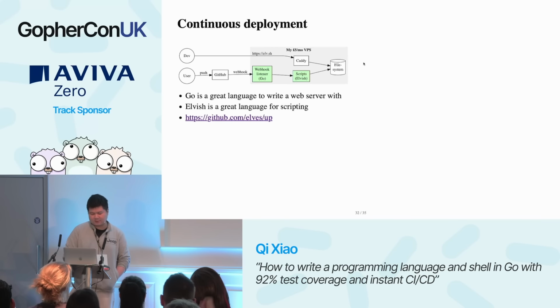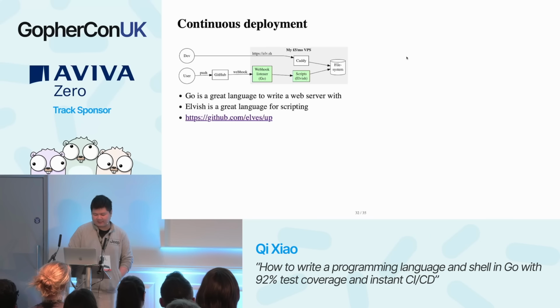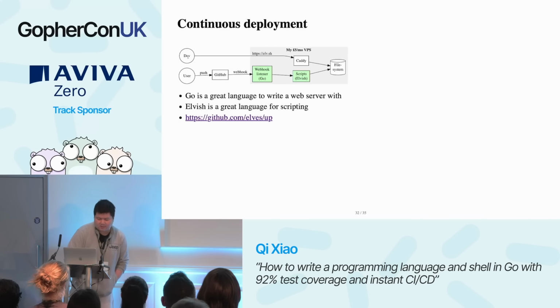And the architecture looks something like this. So I have a £5 per month VPS, and it serves the Elvish website. And this part is not part of the CI/CD pipeline. But this part, sorry, these two labels should be swapped. This is user accessing the website. This is developer pushing to GitHub.